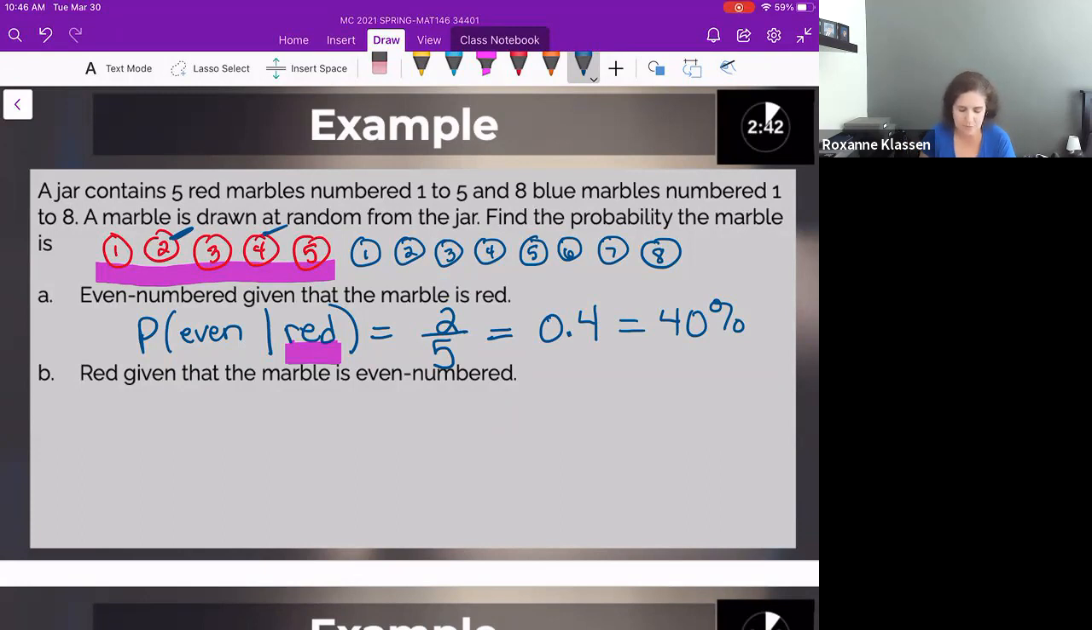All right, so now when you do the second one, it's saying find the probability that the marble is red given the marble is even numbered. Okay, so it changes the problem. So first write your probability statement and then write your fraction.